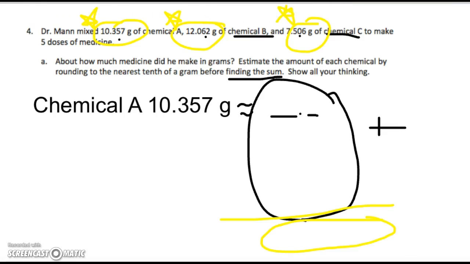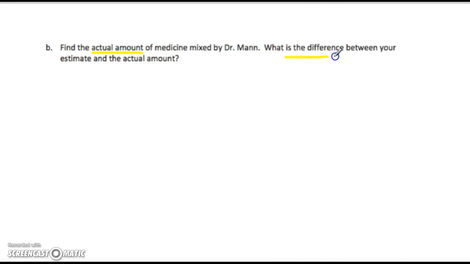Question B asks us to find the difference. Difference is the name we give to the answer when we subtract. So you're going to take your answer for question 4A, and you're going to take question 4B, and you are going to subtract them to find the difference between those two. Let's take a look at question C.